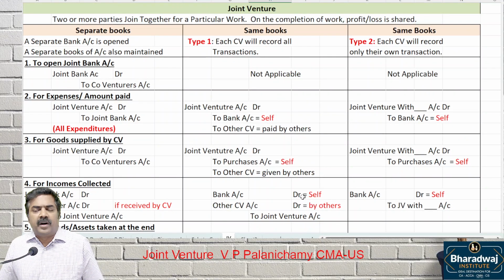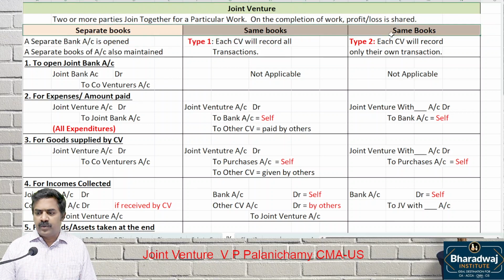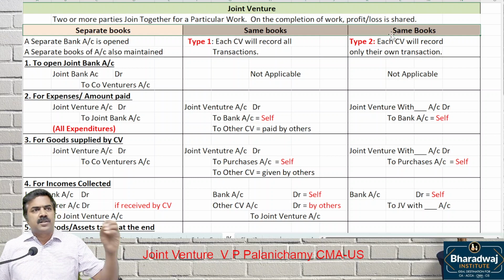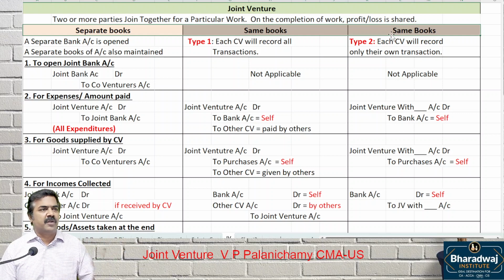Morning. Before we go to the discussion of that homework question, let us see what we have done in the last class. Joint venture. What is a joint venture? Two or more parties join together for a particular work. Once the work is over, they share the profit and go separate.